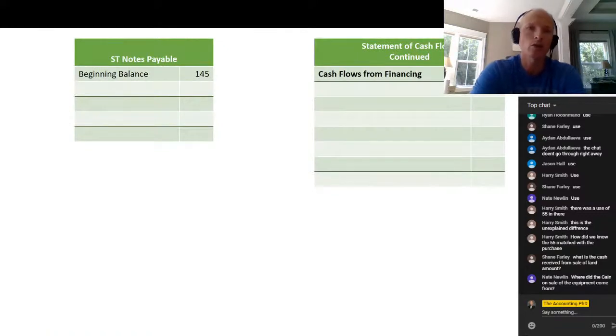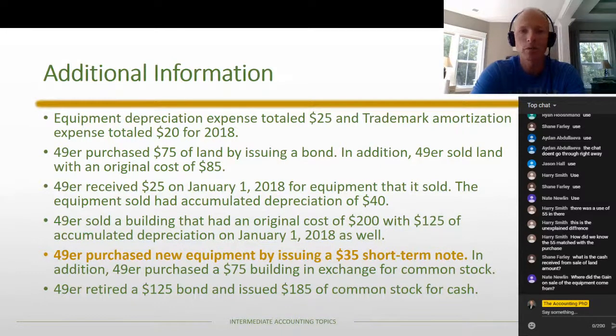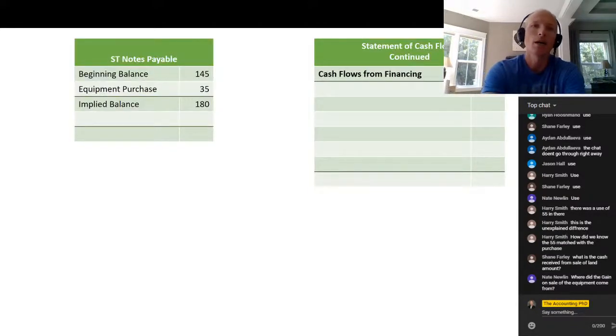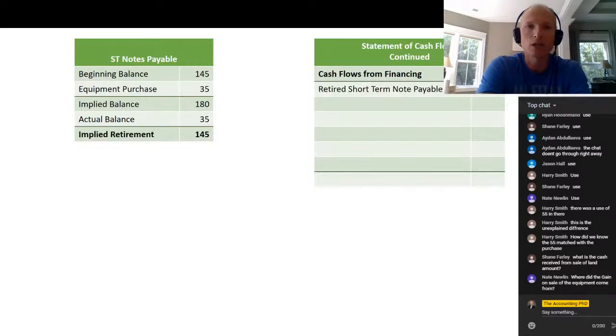So we're going to start with our short-term notes payable. Our beginning balance is 145. We're given some information that some equipment was purchased by issuing a note. And so given that, the note payable balance increased by $35 from that issuance. The implied balance is $180. The actual balance is $135. And given that difference, it tells us that there must have been a retirement. Now, retirement is the correct term for debt. So you retire debt.